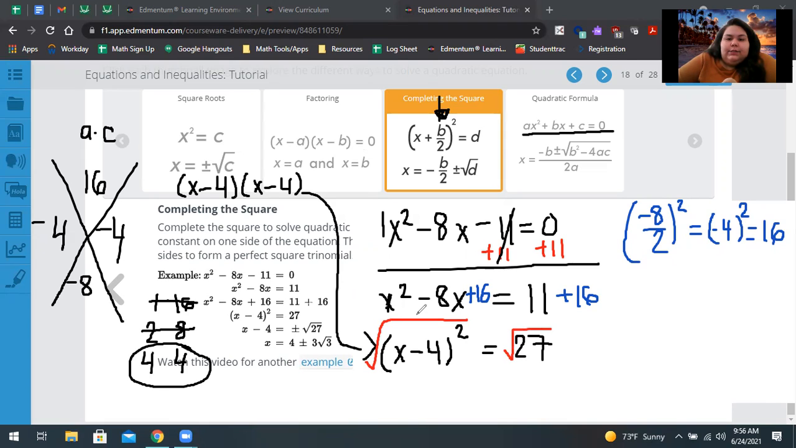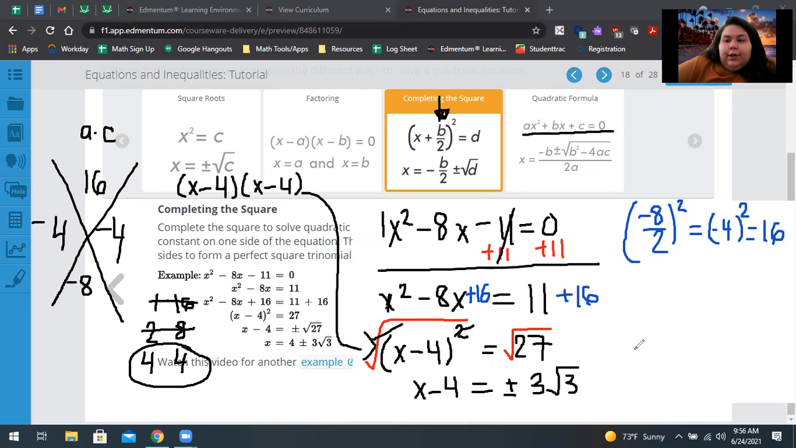And we are going to get x minus 4, because the square root cancels out the 2, equal to, this is still going to have that plus or minus value. The square root of 27 will be broken down to 3 square root 3.